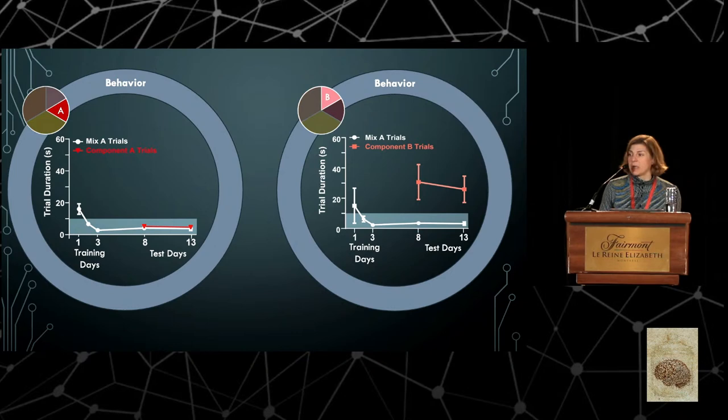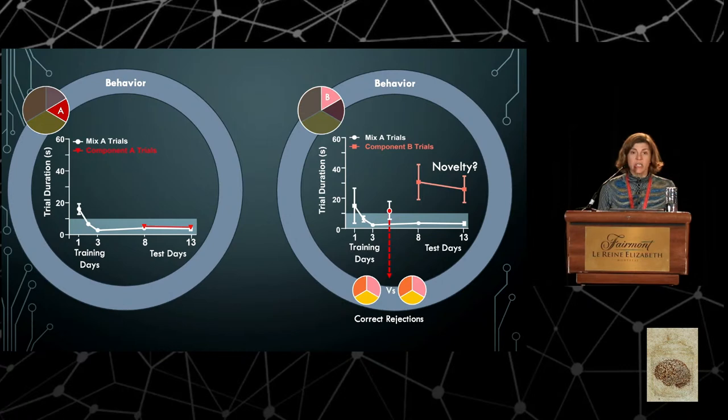For the rewarded component, the time that it took them to actually dig in the correct pot was exactly the same as when they dug in the real full mixture pot. However, in the unrewarded component, what we found is that they eventually did correctly reject. It just took them a really long time to do it. And it was so surprising compared to when we just gave them the two mixtures on their own. And so what we think might be happening here is they're actually treating this component as somewhat novel.